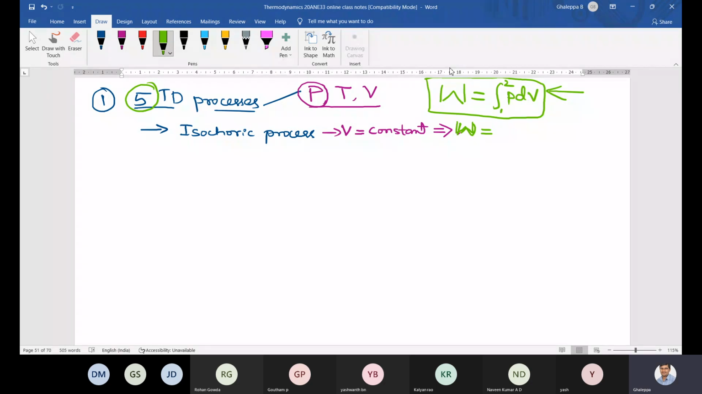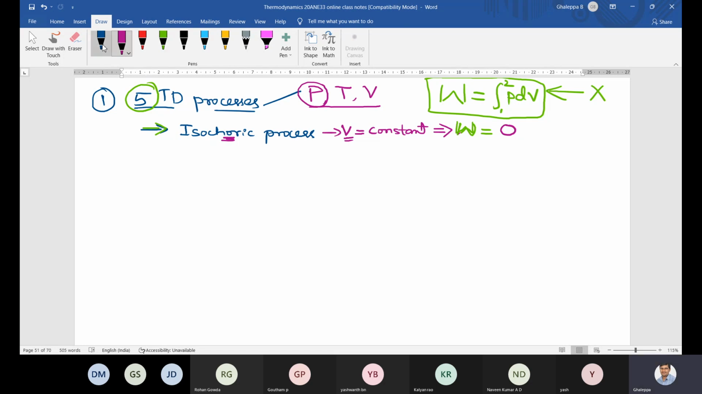If any condition is given in the numerical, pressure is constant, volume is constant, or temperature is constant, then in that case we cannot use this equation. For example, in the numerical isochoric is given. What is the meaning of isochoric? Volume is constant. So the expression for work done for isochoric is 0. Do not scratch your head writing an equation for isochoric. If the volume is constant, directly write work done is 0.